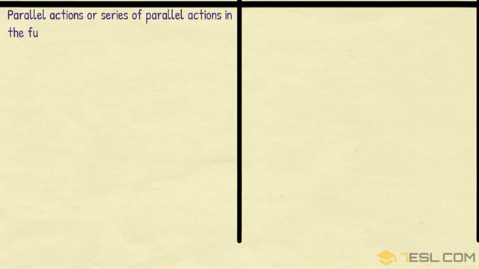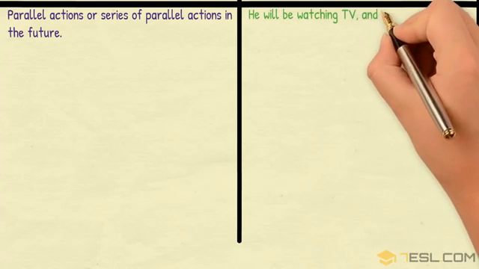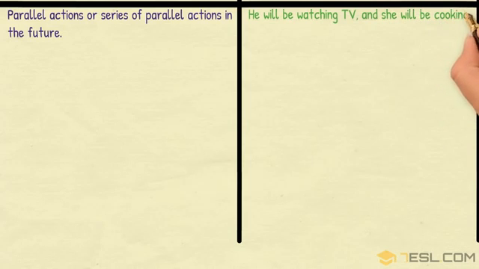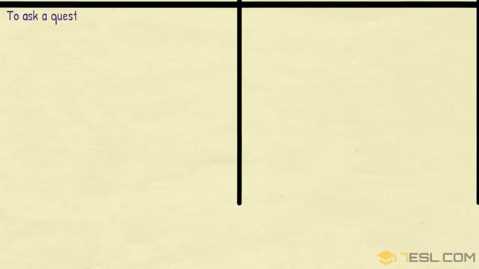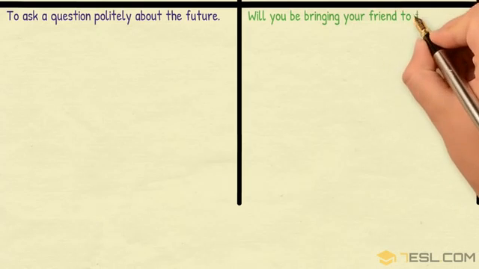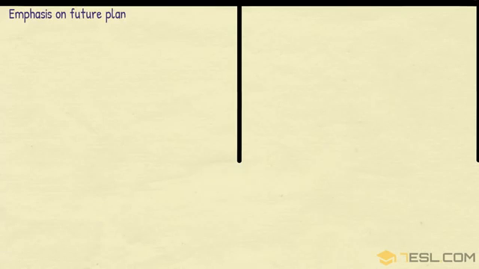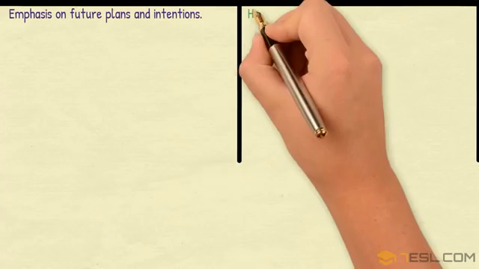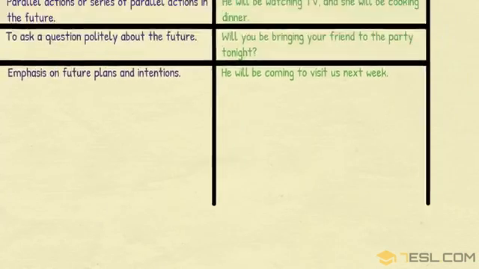Parallel actions or series of parallel actions in the future. He will be watching TV and she will be cooking dinner. To ask a question politely about the future. Will you be bringing your friend to the party tonight? Emphasis on future plans and intentions. He will be coming to visit us next week.